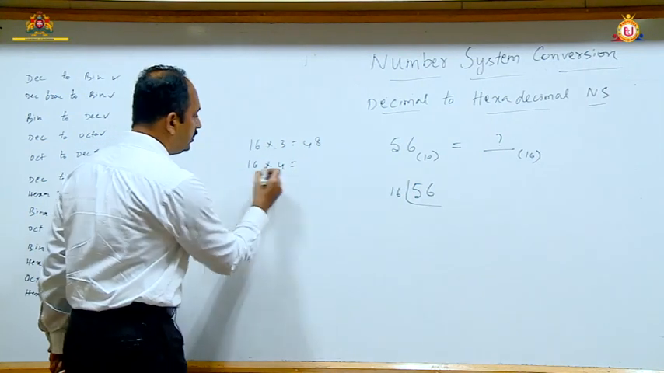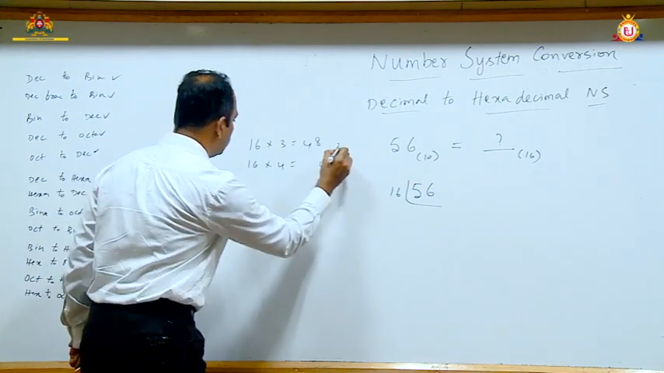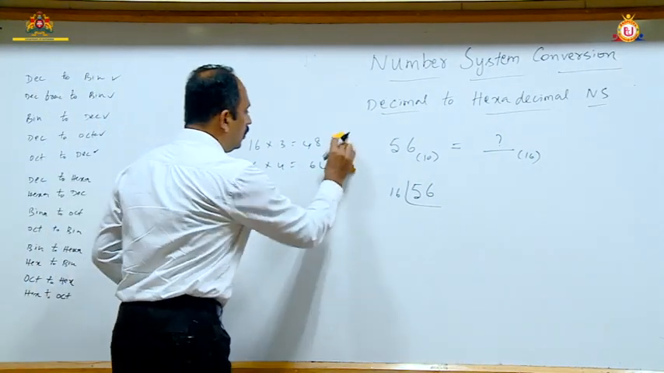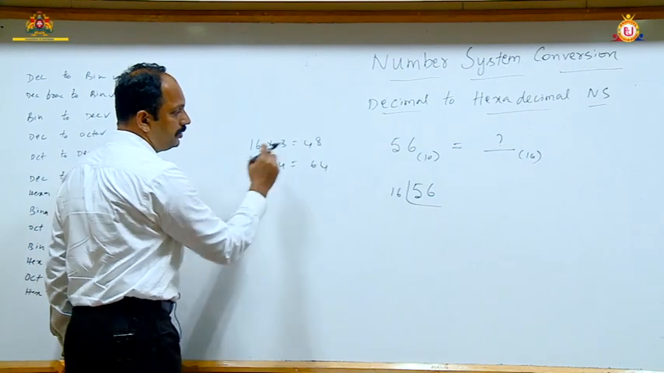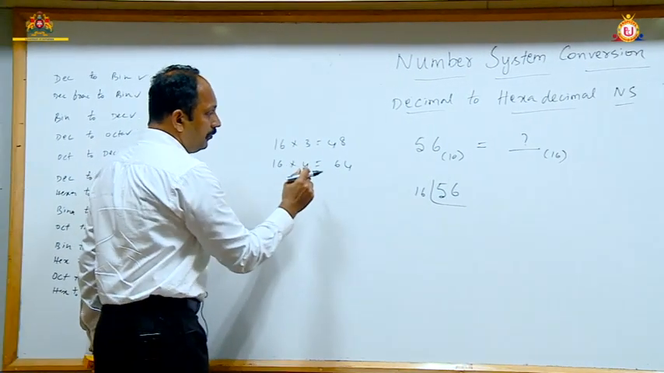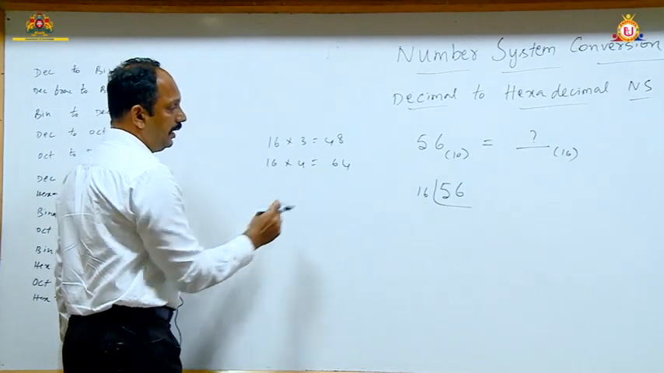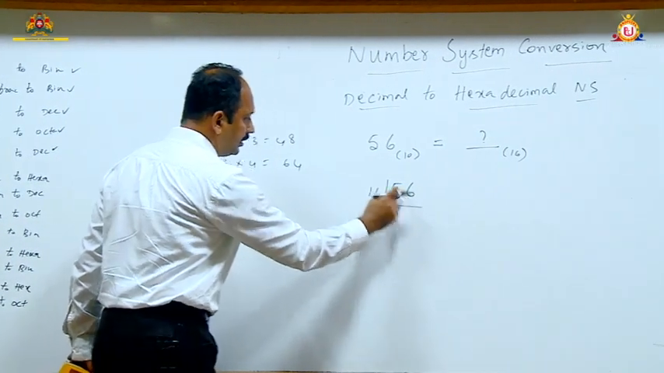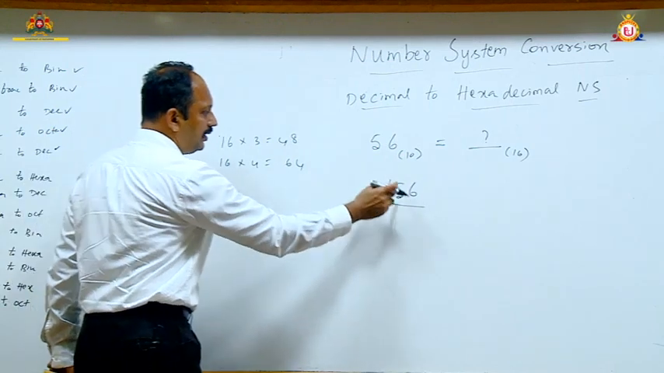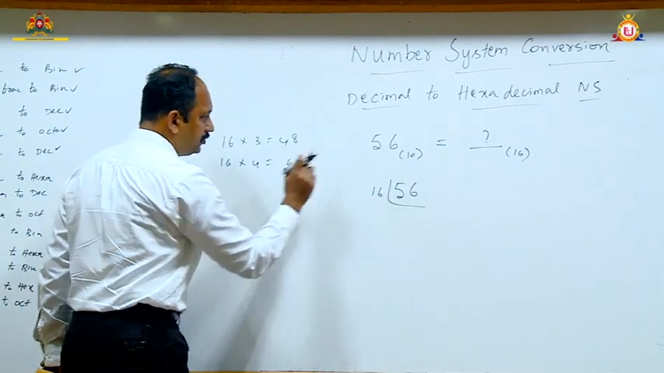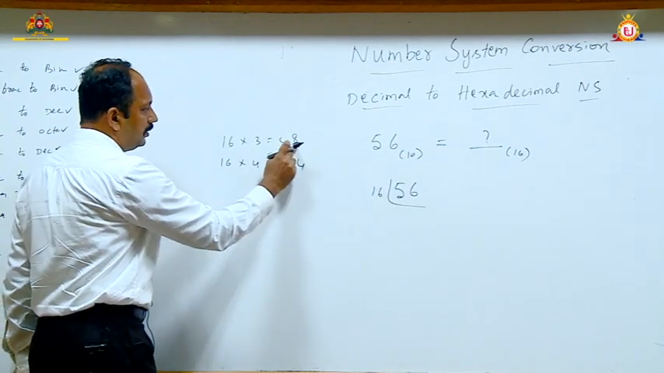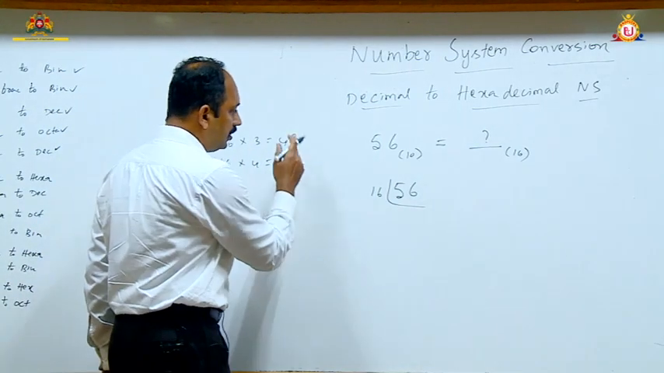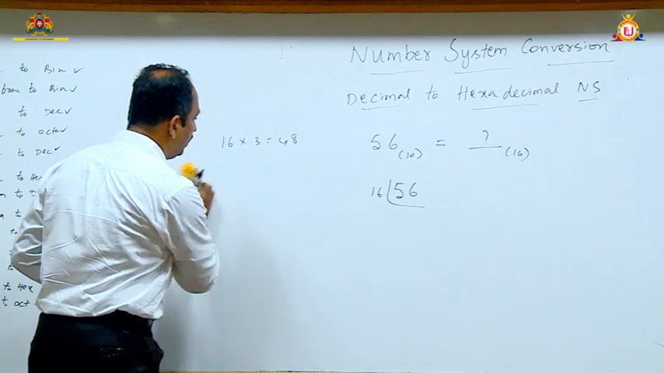48, 16 fours are 64. Now 48 and 64 are there. Which result can we take? 64 is exceeding the number 56. Therefore, a value equivalent to or lesser than 56 should be taken. In this example, 16 times 3, 48, is the nearest value. Now, we can take 48.